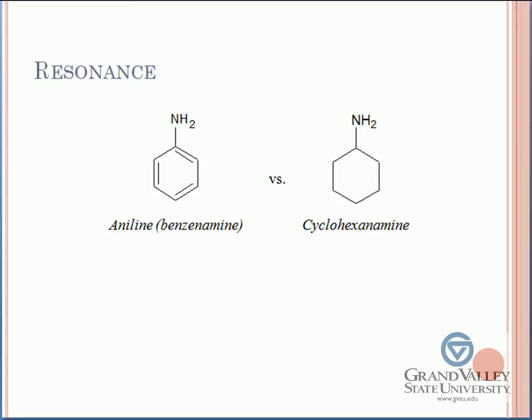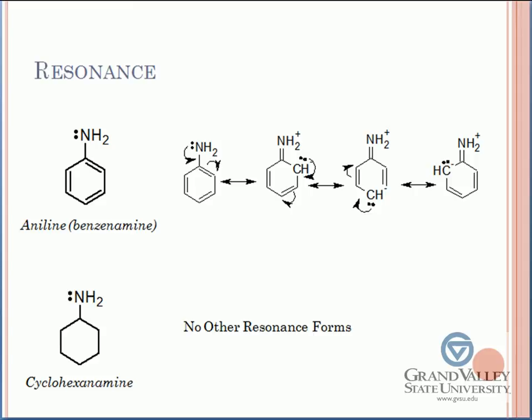Thus, the electrons on the aniline nitrogen can be delocalized over the benzene ring. Here is an example. We can see that there are several resonance structures for the aniline and no resonance structures for the cyclohexanamine. Therefore, the lone pair electrons in aniline are not as available to be donated to an H+, and aniline is the weaker base. Thus, cyclohexanamine is a stronger base.